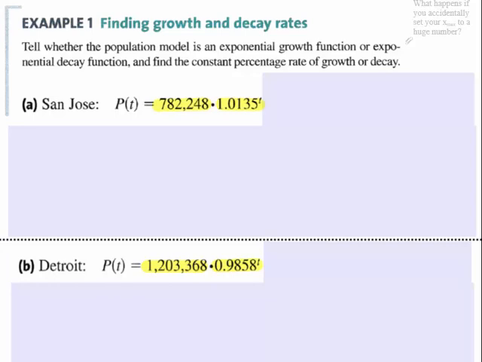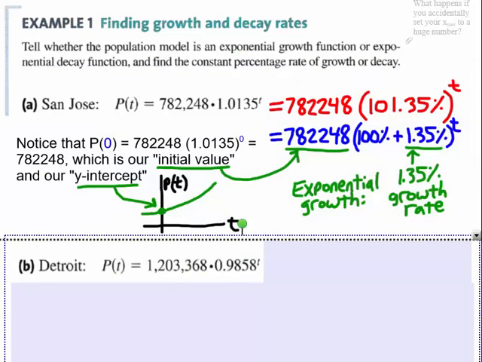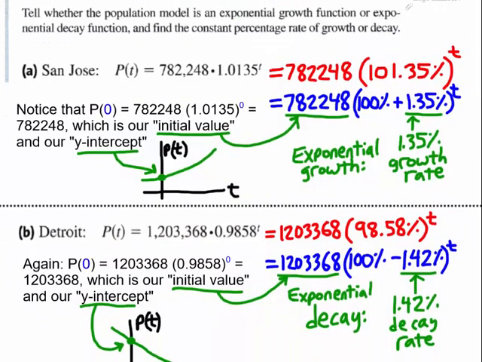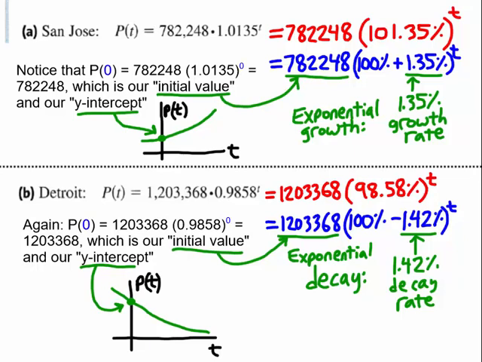But let me refrain from getting into any more detail. Pause this, take a look at it if you like, and let me go ahead and reveal my work for it now. Again, initial value, population growth here for San Jose, initial value and population decay rate for Detroit.